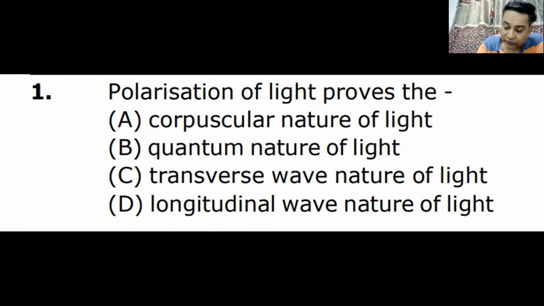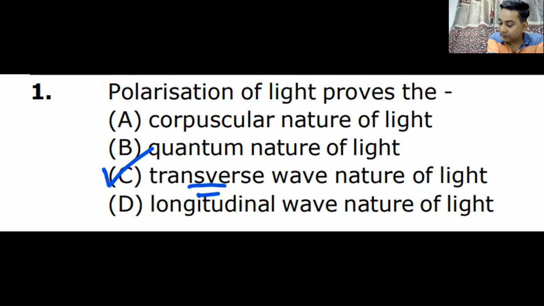You might be confused. It tells us the transverse wave nature of light. Transverse means the direction of propagation of light and the electric and magnetic fields are perpendicular to each other. Will you remember this? Yes or no? Yes, sir. Yes, remember this.